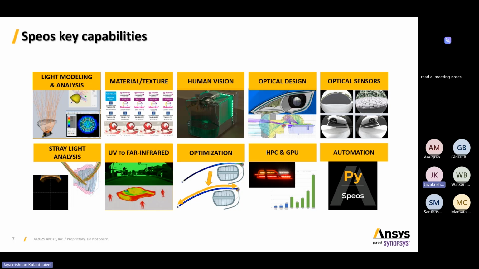We have a broad spectrum starting from ultraviolet to the far infrared for various applications. We have a local optimization tool, along with another tool called optiSLang, which can interact with it so you can optimize your design. In order to accelerate the simulation, we have HPC, high performance computing capability, as well as GPU computing capability. And for automation, we have Python integrated with Speos, so that you can write code on your own to automate your simulation, or create a custom workflow.